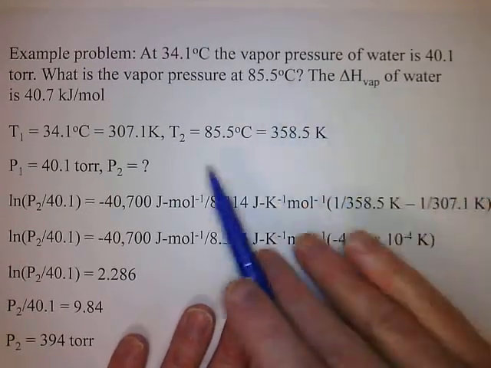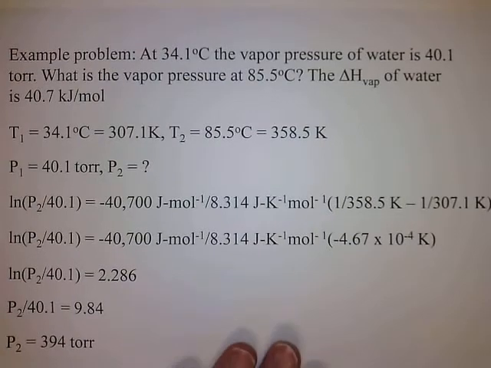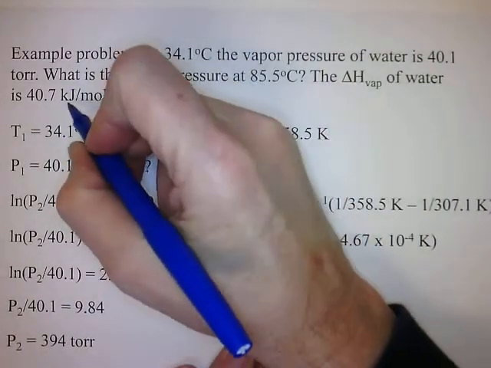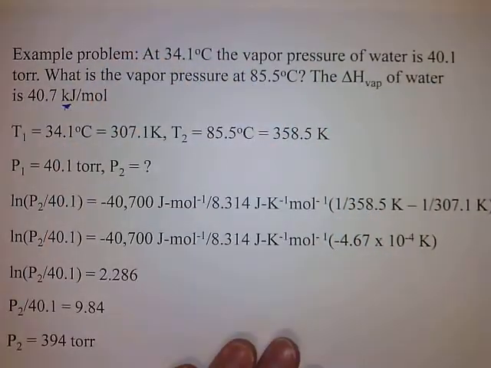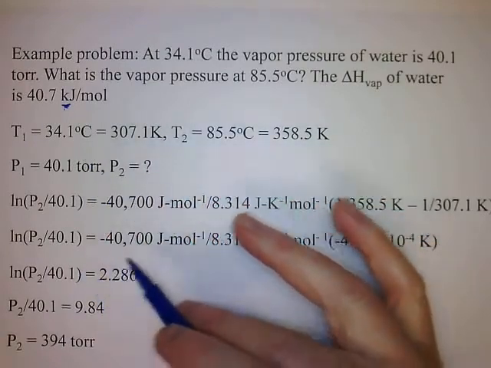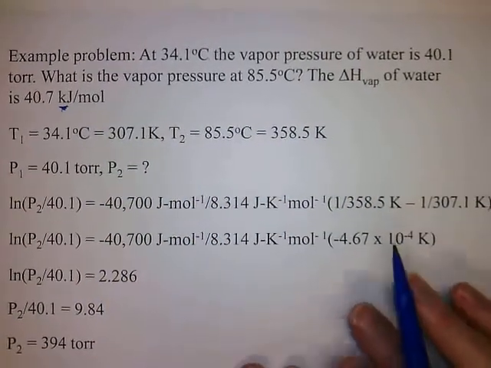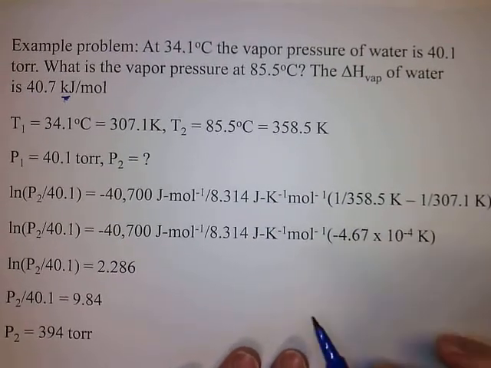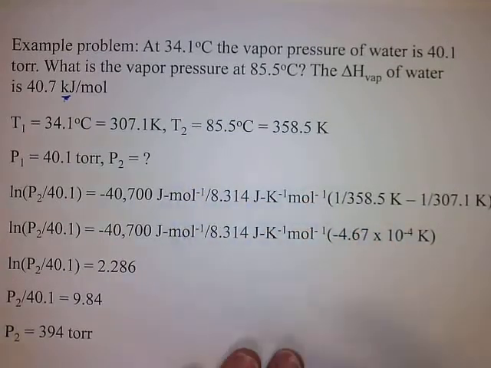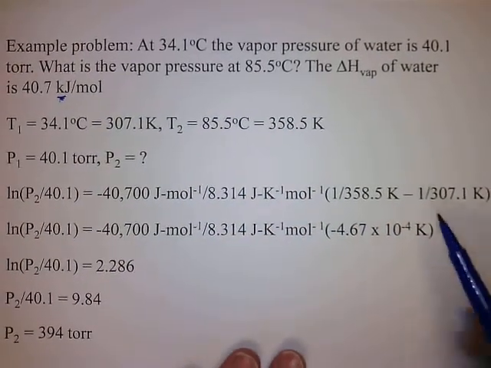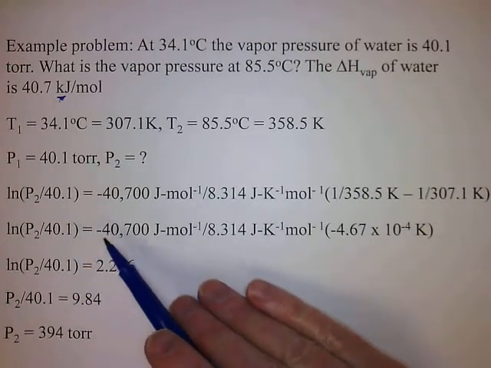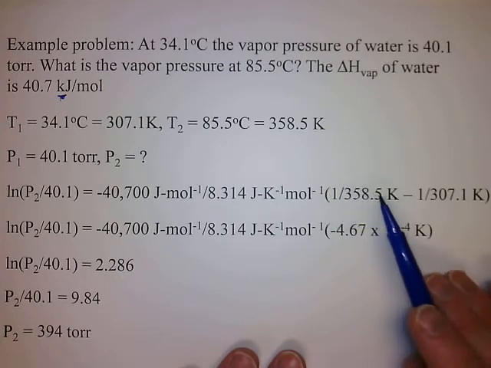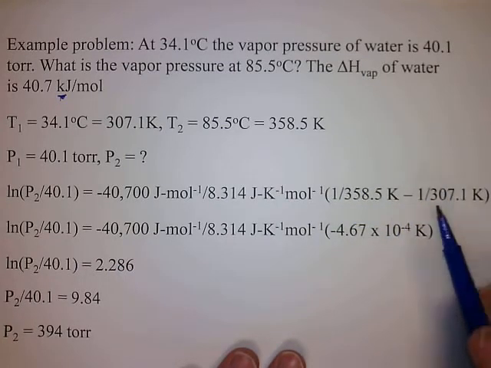Now, how did 40.7 become 40,700? Because this is kilojoules per mole, and our gas constant is in joules per mole. So to keep the units consistent, I converted kilojoules into joules. Next, everything is the same, I copied it over, except I evaluated the 1 over 358.5 minus 1 over 307.1.